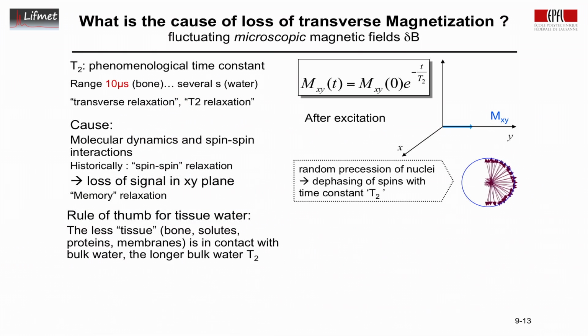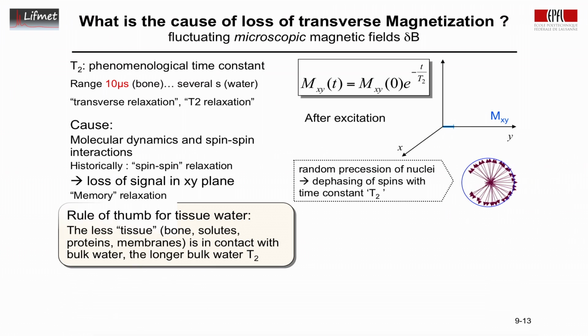So we have a rule of thumb for water, and that means the less the water is in contact with tissue, be it bone, be it membranes, be it proteins, etc., the longer is the bulk water T2. So the purer the water, the longer is the T2. The longest T2 that you can have for water is degassed, demineralized water. How does this T2 relate to the correlation time?